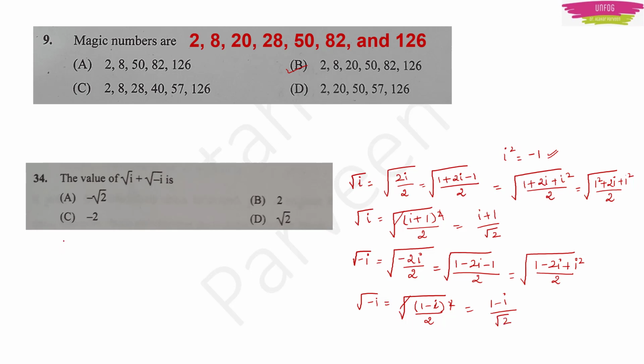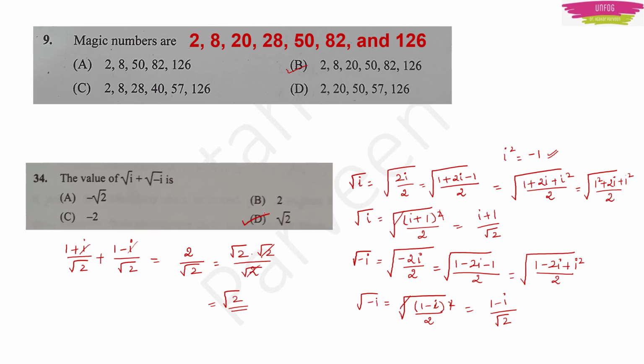Now I can easily add them, isn't it? Square root of i is 1 plus i by square root of 2 plus square root of minus i came to be 1 minus i by square root of 2. Denominators are common. So i will get cancelled and I will have 1 plus 1 is equal to 2 by square root of 2. This can also be written as square root of 2 into square root of 2 by square root of 2. One square root of 2 gets cancelled. So my answer will be square root of 2. So option D is the right answer.